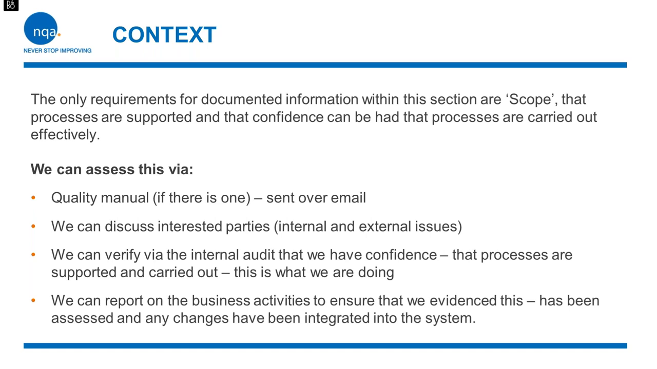Some of the things we can assess using documented information, starting with context. Within the contextual side, the scope statement needs to be documented. One thing that can be looked at is the quality manual, if there is one, which can be sent over email so people can review and verify it. Discuss interested parties. You can verify the internal audit, so we have confidence that processes are supported and carried out. Essentially, you're making sure the context of the organization has been understood.